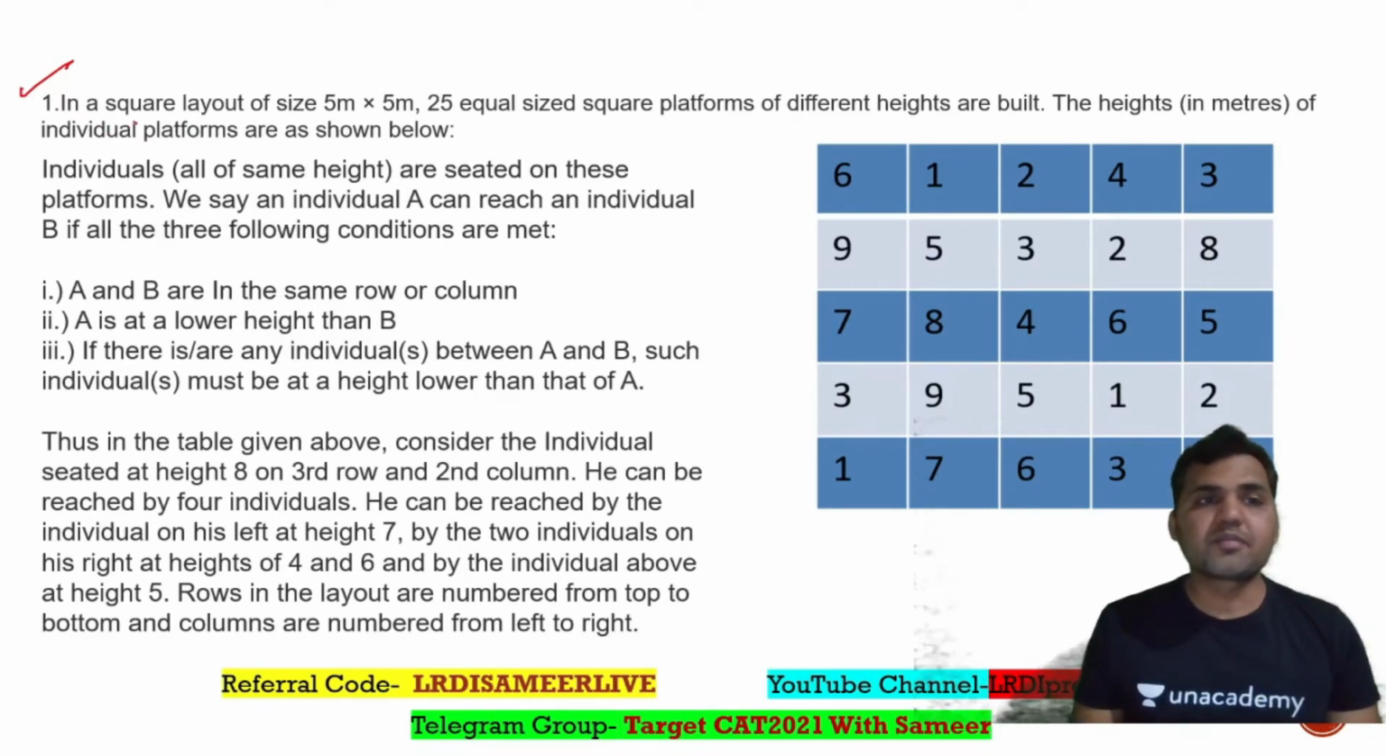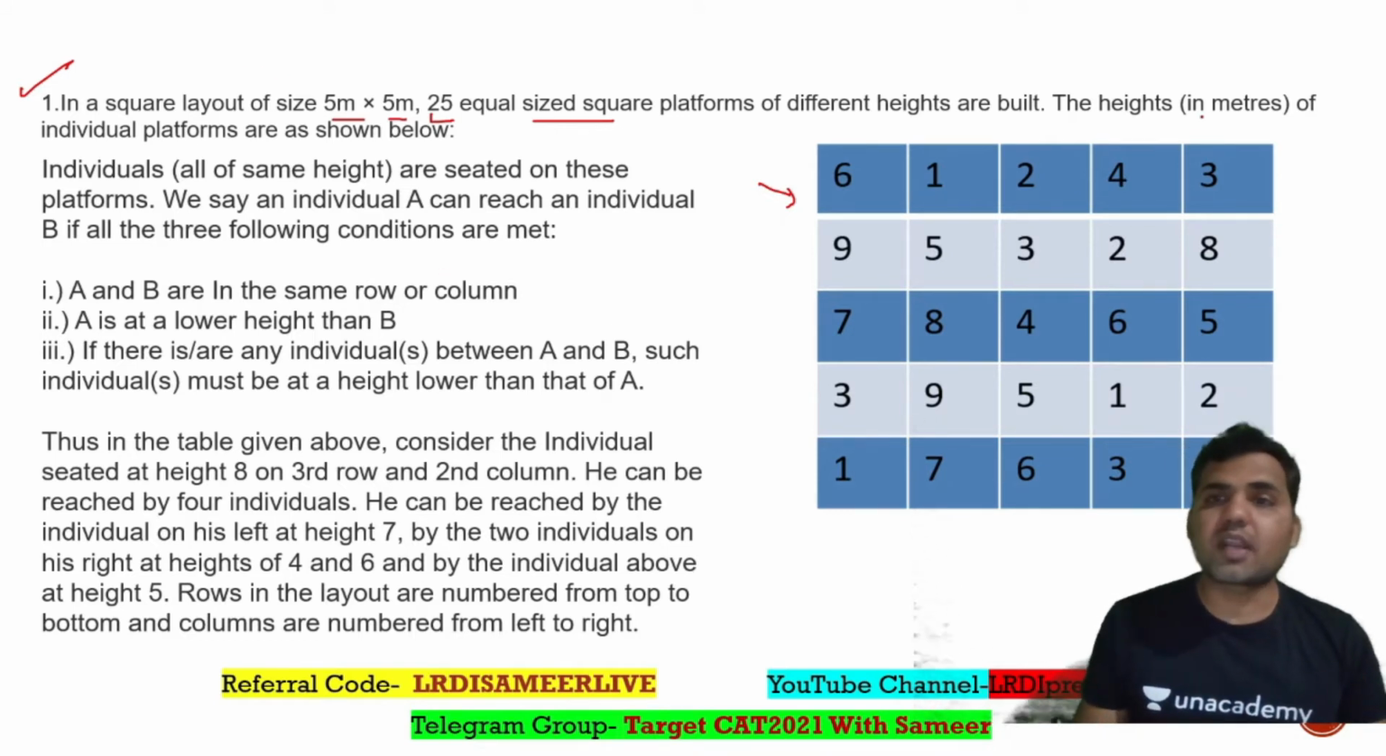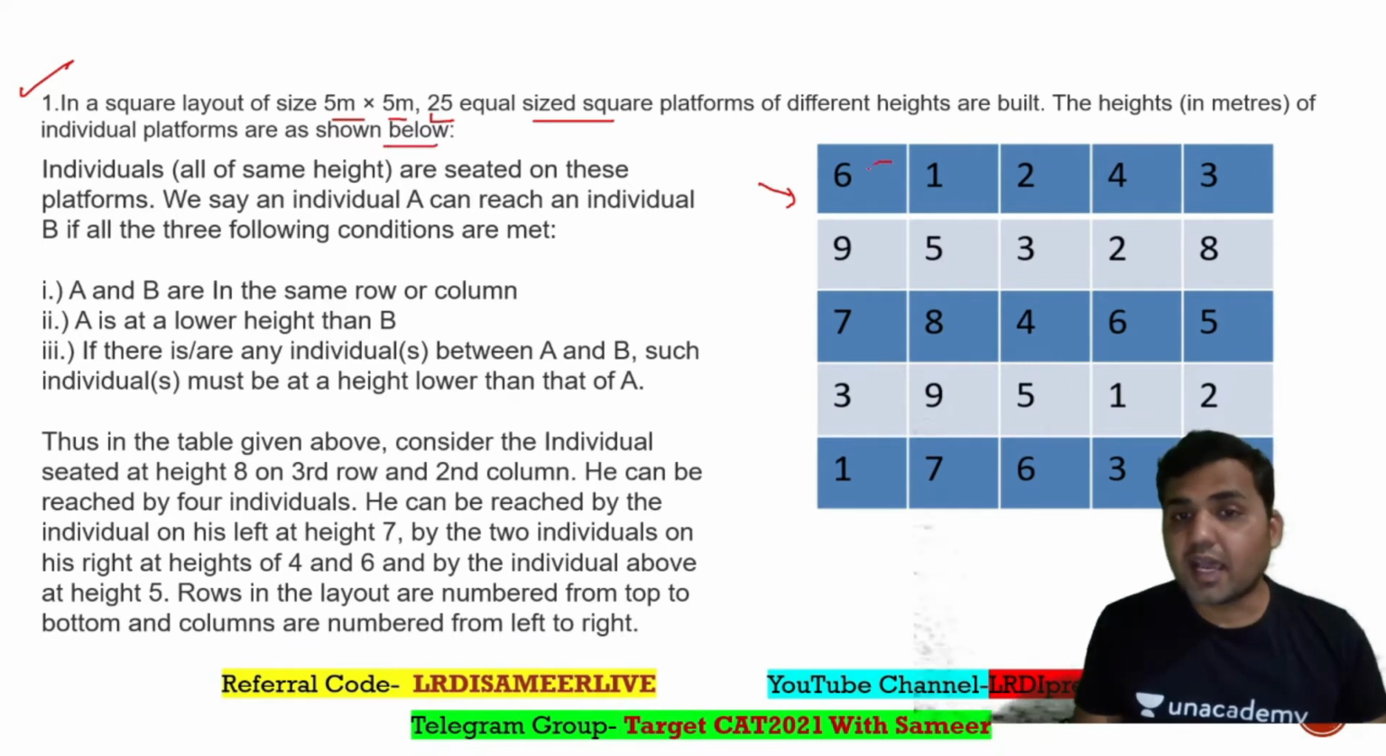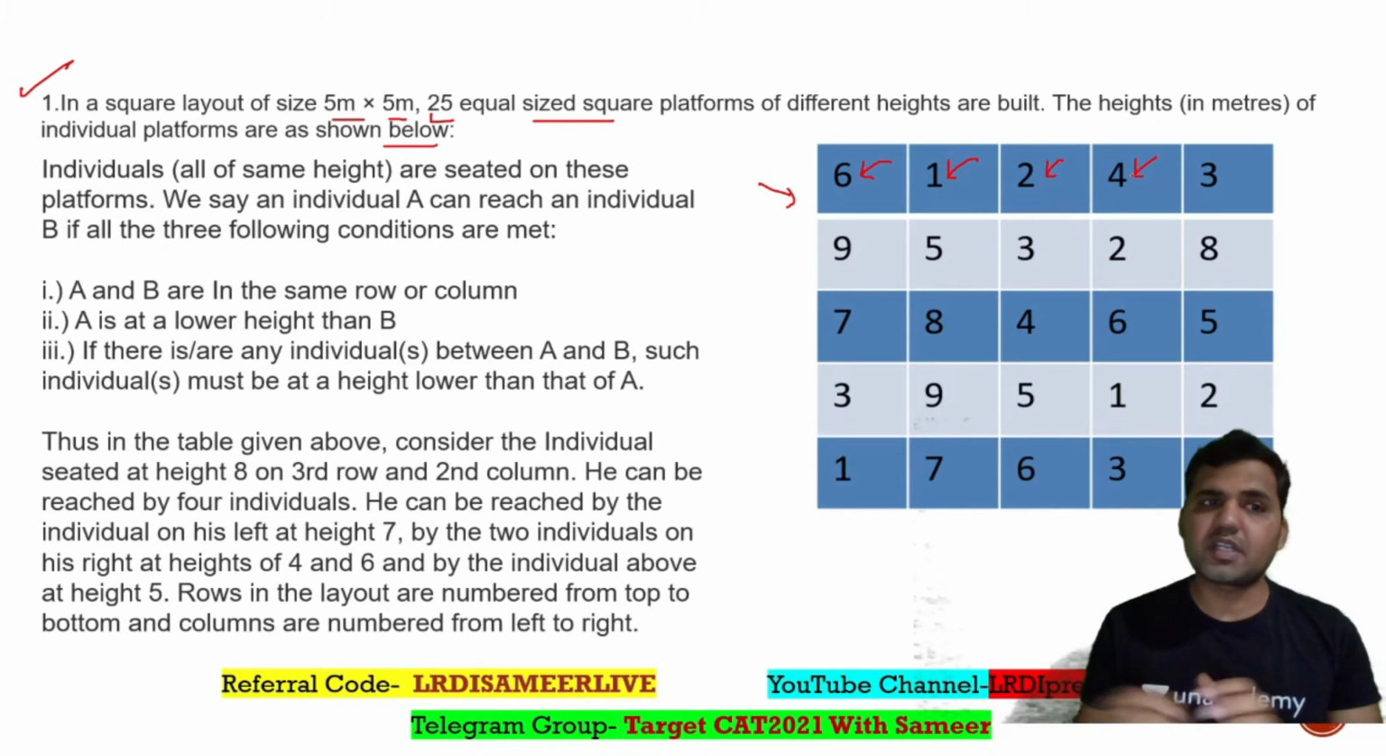Let's understand it. In a square layout of size 5 into 5, 25 equal size square platforms of different heights are built. So this is a layout of different platforms in a 5 into 5 matrix form. These are the 25 platforms, but each of these platforms is of different height. But the size is equal, right? The heights of the individual platforms are as shown below. For example, you can see that the height of this platform is 6. Height of this platform is 1 meter. Height of this platform is 2 meters. Height of this platform is 4 meters, and so on.